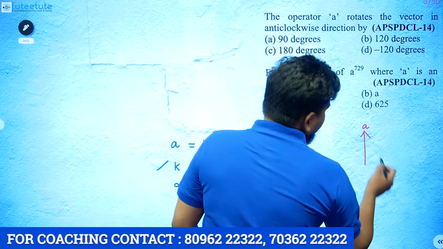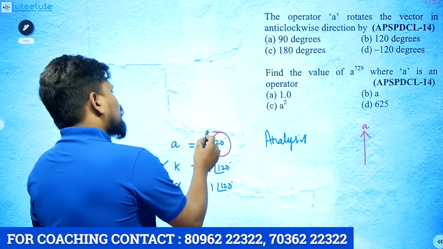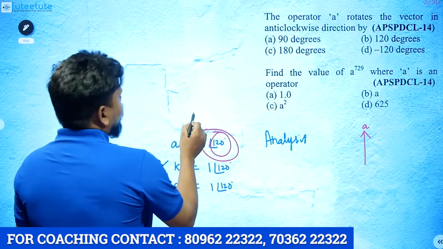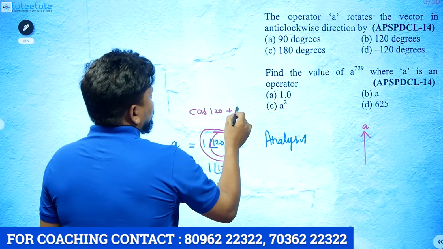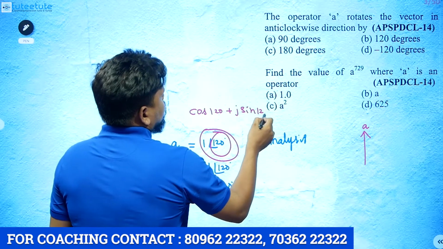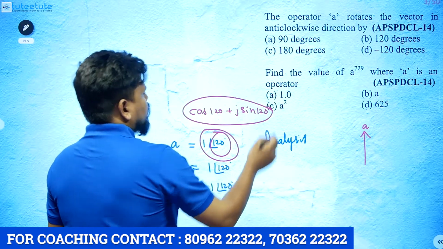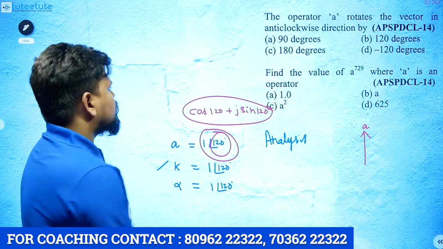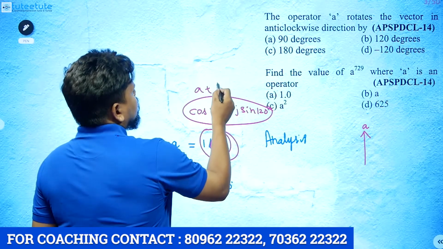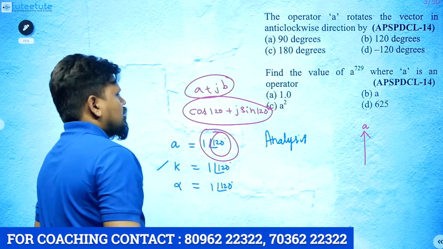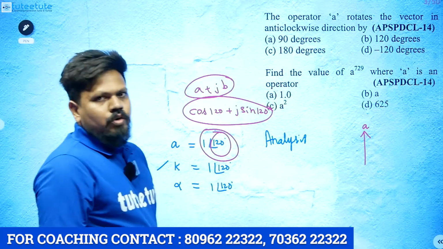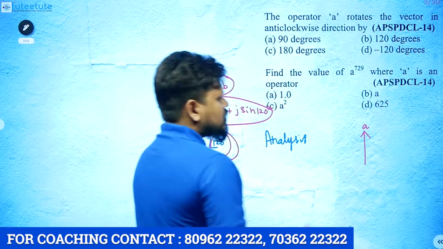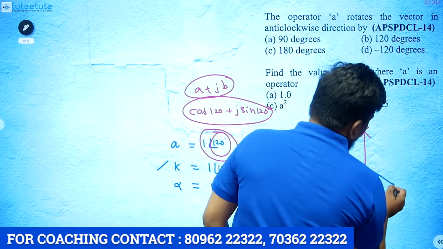The value of a is 1 at an angle of 120 degrees. If you want, you can give the value also: cos 120 plus j sin 120. If you want to represent it in terms of a plus jb form, if you take the magnitude you will get 1, and the angle is 120 degrees.